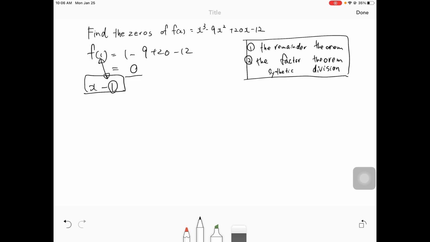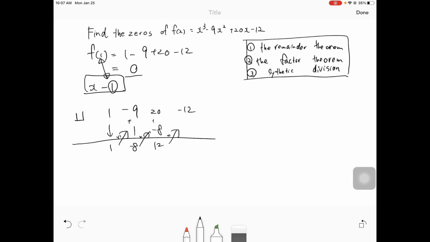But you have an easier way to divide polynomial by polynomial. Finally, I use synthetic division. Okay, 1, negative 9, 20, negative 12 divided by x minus 1. So I put 1 here. Then you bring it down, times 1. Negative 9 plus 1, negative 8, times 1, negative 8, 12. And times 1, 12 plus 0. And this one is the remainder. And this one is the quotient.